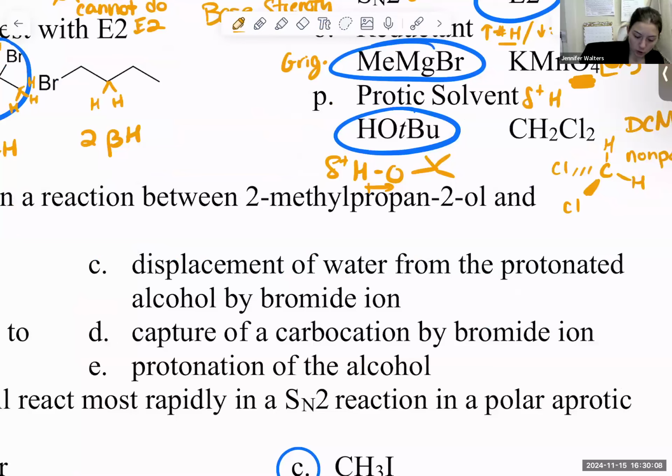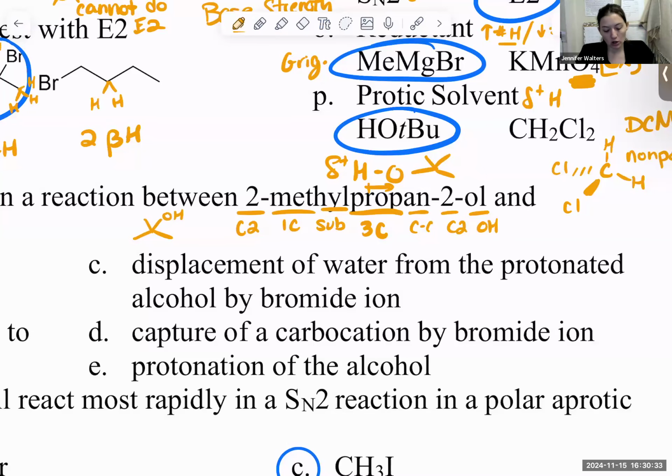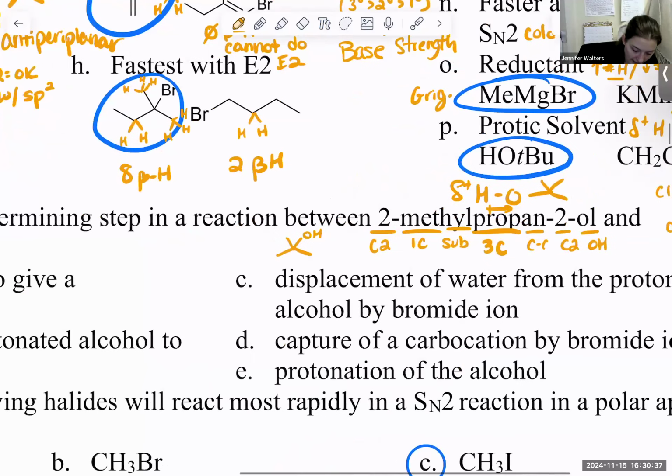So 2-methylpropan-2-ol. Prop is 3 carbons and tells me all single bonds. Ol tells me I have an OH. That 2 tells me it's on C2. The meth tells me I have a 1 carbon substituent. That 2 tells me that that is on C2 as well. So that means this is 2-methylpropan-2-ol, also known as tert-butanol. And I'm reacting that with hydrobromic acid.